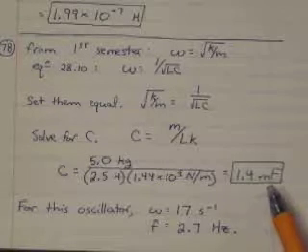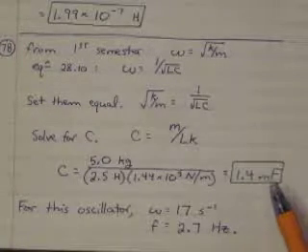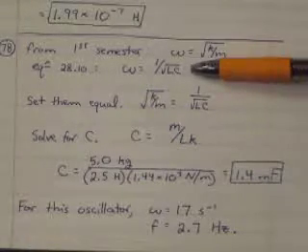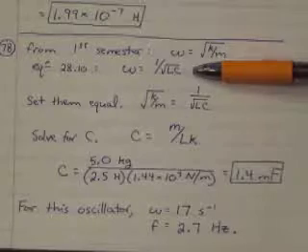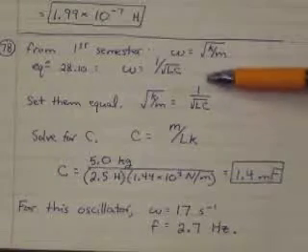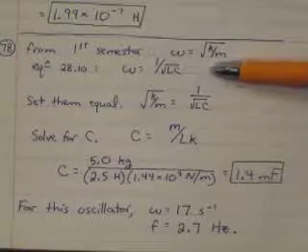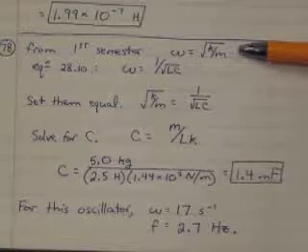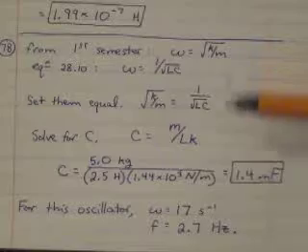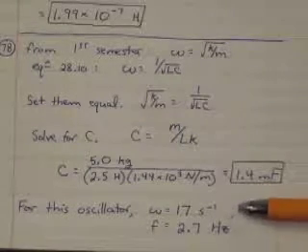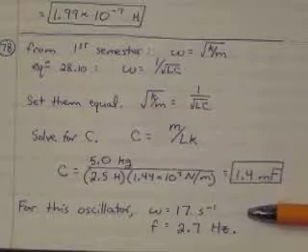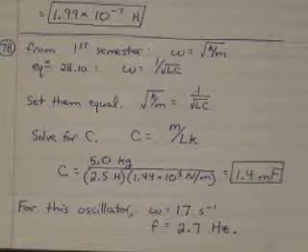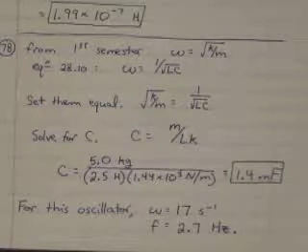We take this C and the L for the inductor, and we plug it into this equation, and we should get an omega of 17 radians per second. We can also plug it into this equation with the proper K and M and get 17 radians per second. And so for this oscillator, 17 radians per second, and the frequency is 2.7 hertz. And that ends the chapter 28 homework.